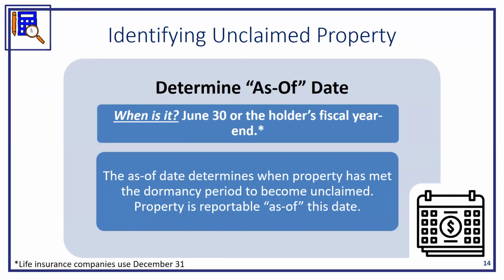The as of date determines when the property has met the dormancy period to become unclaimed. So property is reportable as of this date. And again, your as of date in reporting in California can be either your company's fiscal year-end date, or you can use the state of California's fiscal year-end date, which is June 30th. Whichever one you use, you do want to stay consistent and use that same as of date on all reporting forms year after year, because it can throw off your reporting schedule, and it could mean that you end up reporting something too early or too late and face fines potentially for that. So you want to be consistent with your reporting as of date.